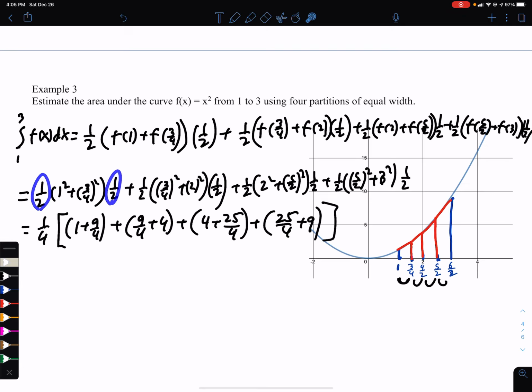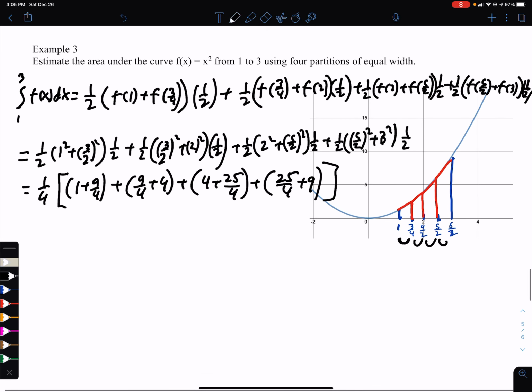What just happened? Each of these has a 1/2 times 1/2, which is 1/4, so I just pulled it out in front. I factored it out. 1 squared is 1. 3/4 squared is 9/4. Whoa, those are supposed to be halves. I just realized. These are halves. So 3/2 squared is 9/4. 2 squared is 4. 5/2 squared is 25/4, and 3 squared is 9.